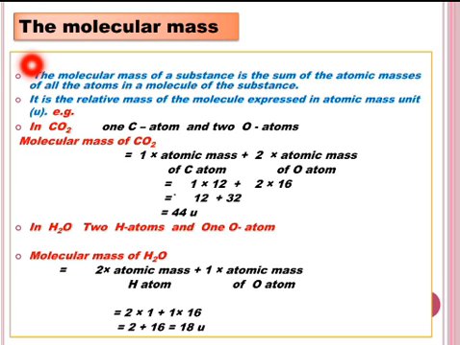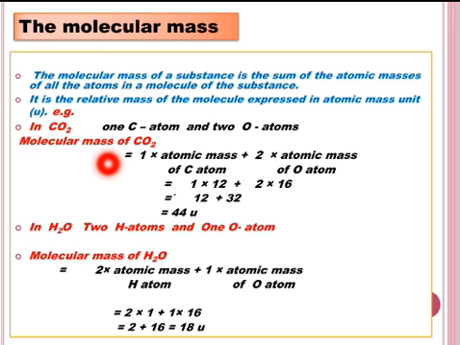What is molecular mass? And how can we calculate the molecular mass of chemical substances? The molecular mass of a substance is the sum of the atomic masses of all the atoms in a molecule of that substance. It is the relative mass of a molecule, so it is expressed in atomic mass unit or unified mass, that is u. Let's see one example.